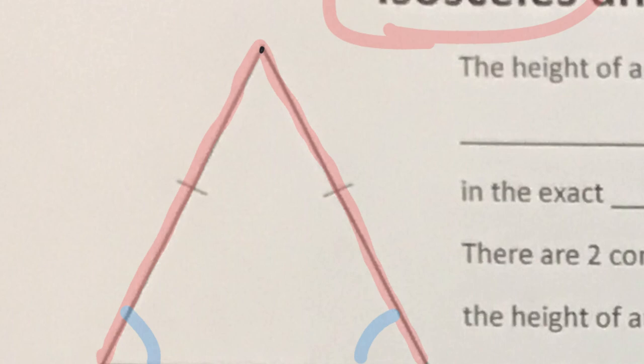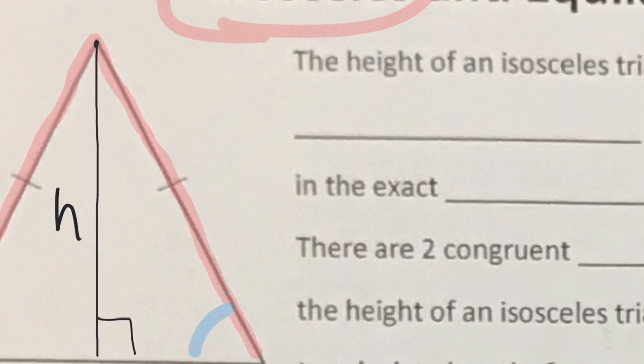And 89.413% of the time, the height that we are talking about is the one that comes from the vertex. So it comes down like this, and it intersects at a 90-degree angle. Okay, so this is the height for all of your triangles, but in particular your isosceles triangle. Now for an isosceles triangle, this does some pretty special things.